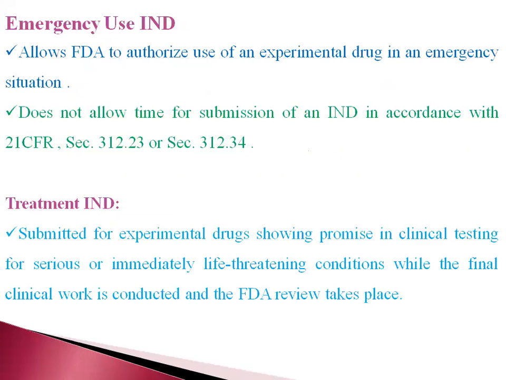The second one is the emergency use IND application. Emergency use allows FDA to authorize use of an experimental drug in an emergency situation. Sometimes the condition might be such that we need to use that drug from preclinical level to clinical level directly. In that case, we can file an emergency use IND application. So in that case, the time period required for approval will be less as compared to regular submission.